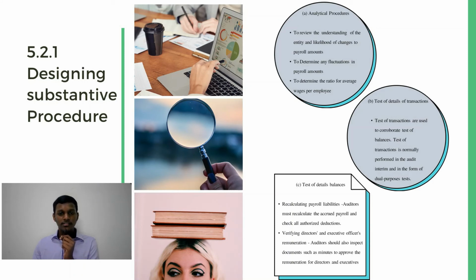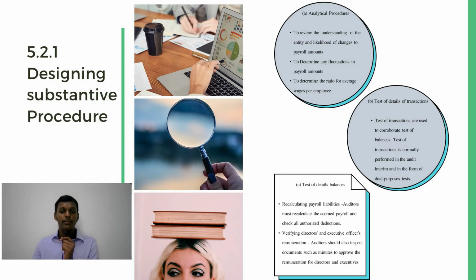Test of details of transactions: tests of transactions are used to corroborate tests of balances. Test of transactions is normally performed in the audit interim and in the form of dual purpose tests. Then the test of details of balances involves obtaining evidence about accrued payroll balances. It includes the following two tests, which are recalculating payroll liabilities and verifying directors' and executive officers' remuneration.